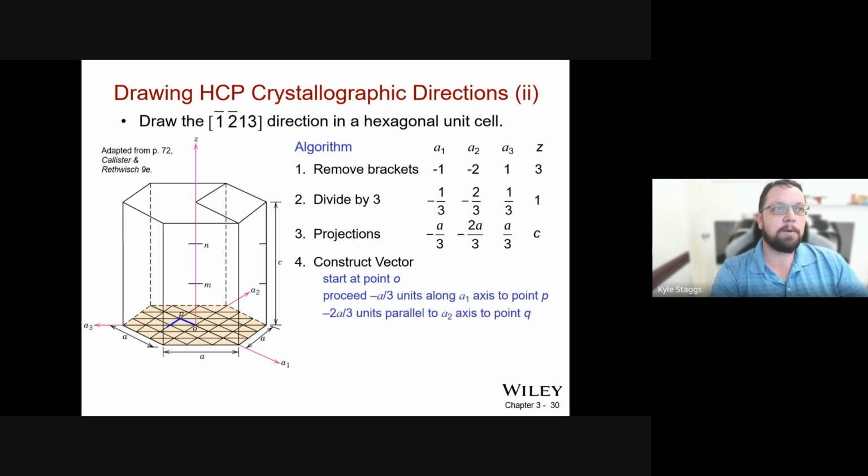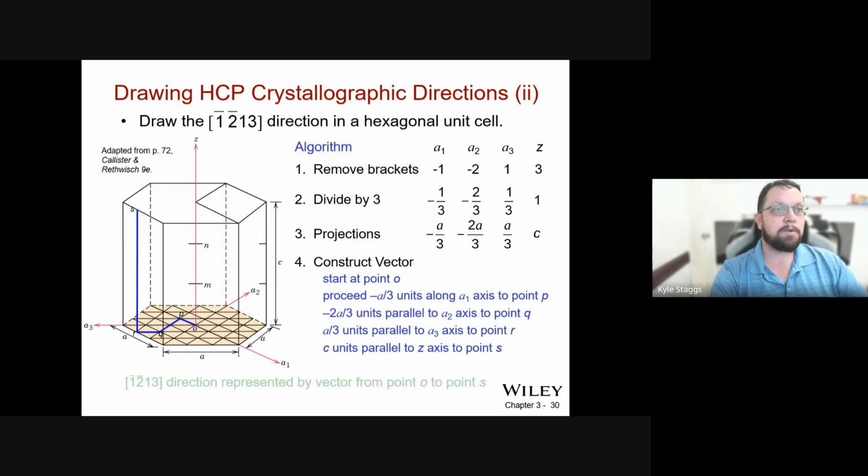So starting at O, you go back 1 in A1, you go back 2 in A2, and then go forward 1 in A3, and then you go up to all the way 3/3 in C to the top. And then you draw your vector, and that's what's shown in green. So this is a helpful way to remember how to walk through the process for these.